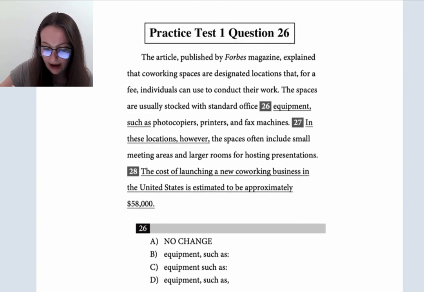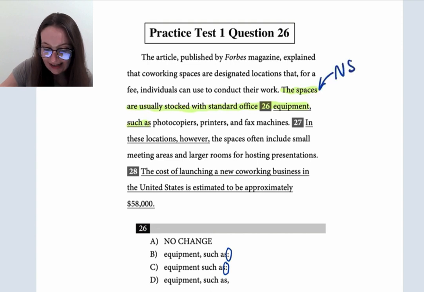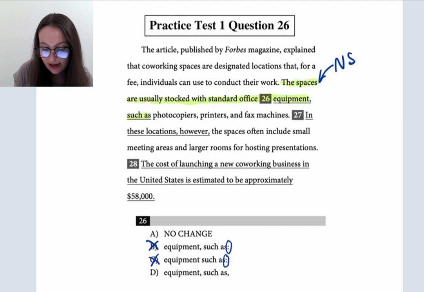Alrighty, looking then at number 26. If we look at choices B and C, we can see that they're putting a colon after such as, but if you read this, the spaces are usually stocked with standard office equipment such as. It's not a full sentence. You can't just say such as and stop. So because this is not a full sentence, we can't pick B or C. We can't use a colon after a non-full sentence.